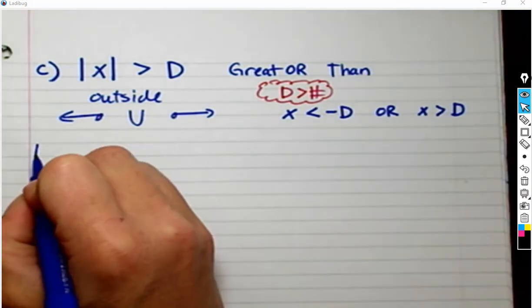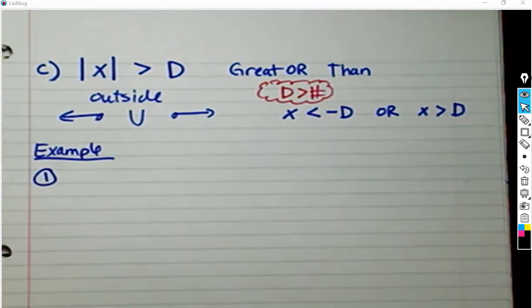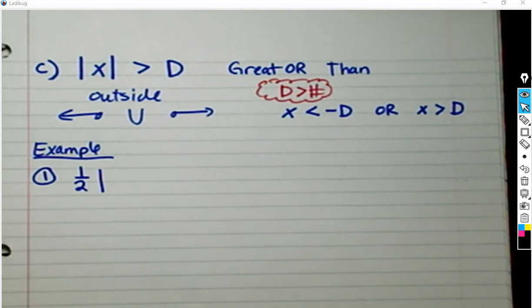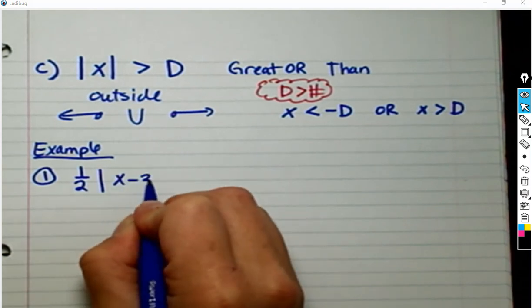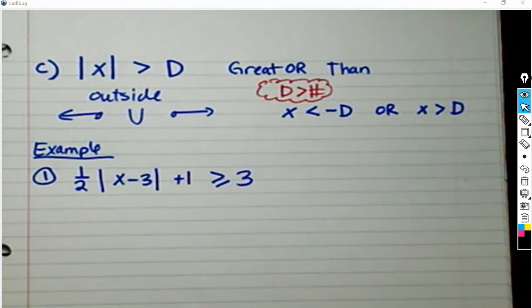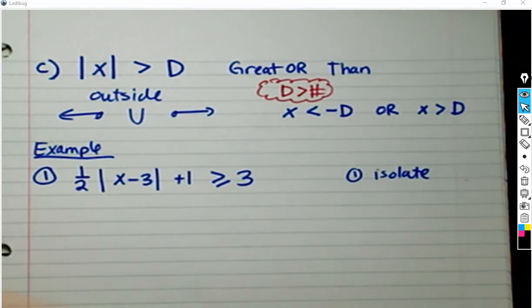All right. Example. Okay, 1/2 x minus 3 plus 1 more than 3. All right. Isolate, think.